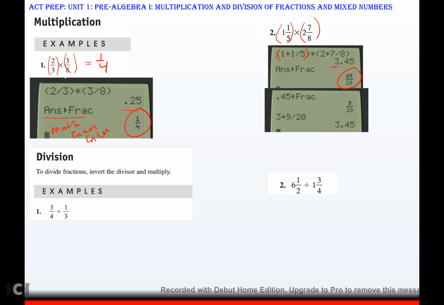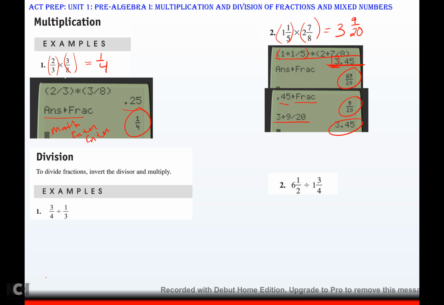Well, all you do is look at this. This tells me how many whole times. And then I typed 0.45 and did math enter, and it turned it into a fraction. So it's 3 whole times and 9/20 left over. And just to show you, I typed in 3 plus 9/20 is 3.45, which is the same thing I got when I multiplied them to begin with. Okay.